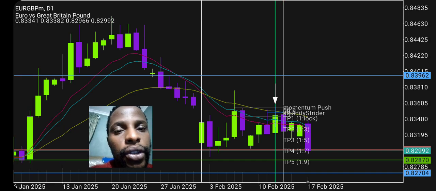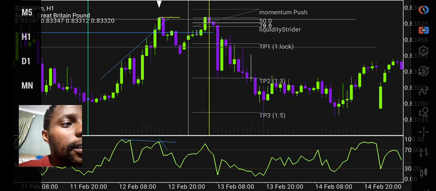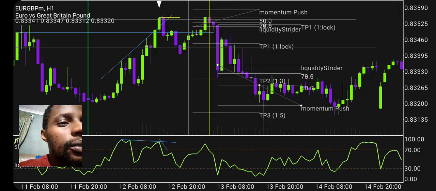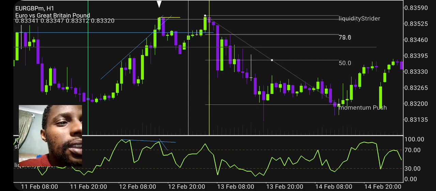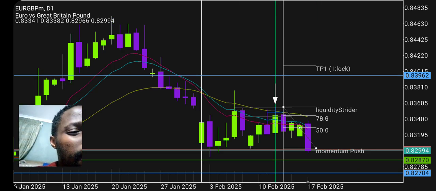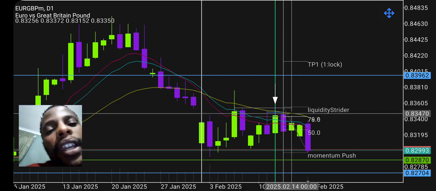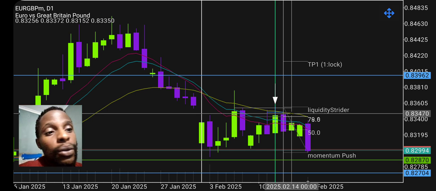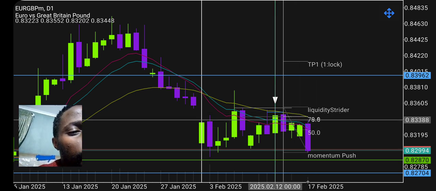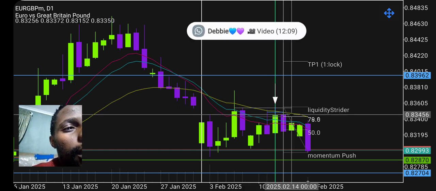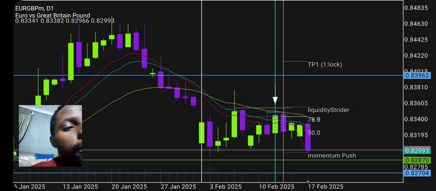So this move started on Thursday, right? Let me just go down to the lower time frame. Yeah, that's the start of the momentum push, and maybe right here will be the end of the momentum push today or tomorrow. I don't know. We'll see. At the end of the day, the market has the last word. So going back on the chart, here is Thursday, Friday, and today is Monday. I have the same similar setup.